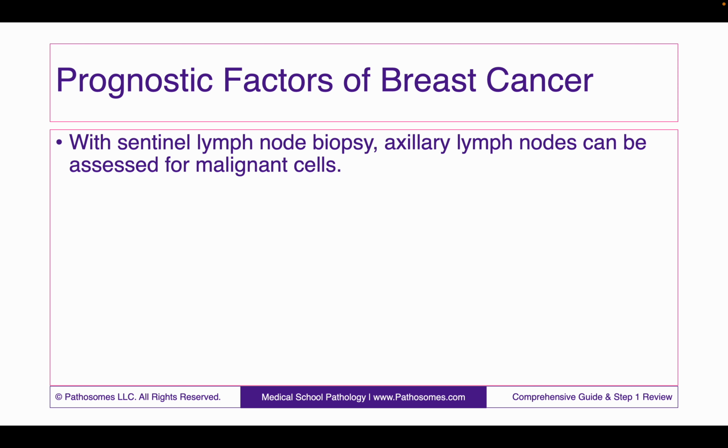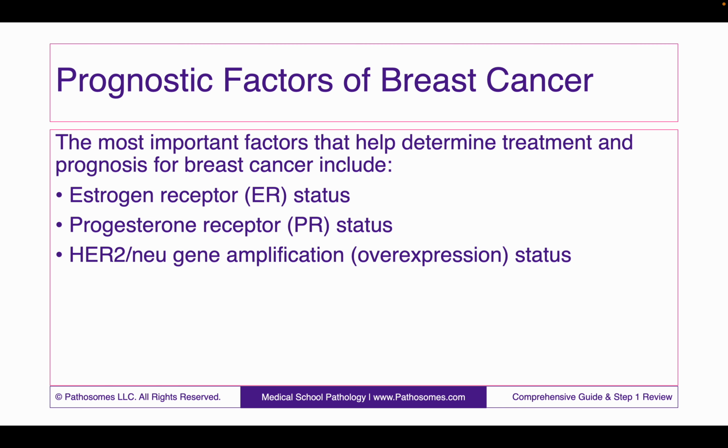With sentinel lymph node biopsy, axillary lymph nodes can be assessed for malignant cells. The most important factors that help determine treatment and prognosis for breast cancer include estrogen receptor status, progesterone receptor status, and HER2/neu gene amplification status, right? ER, PR, HER2/neu.